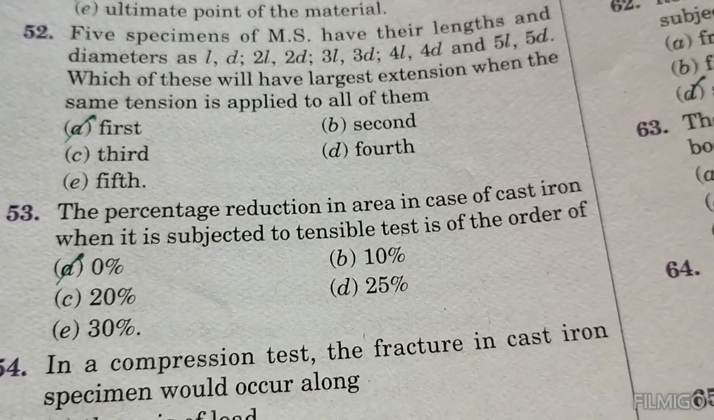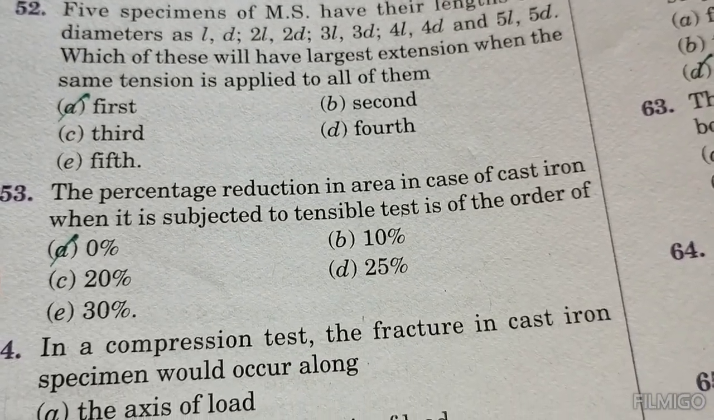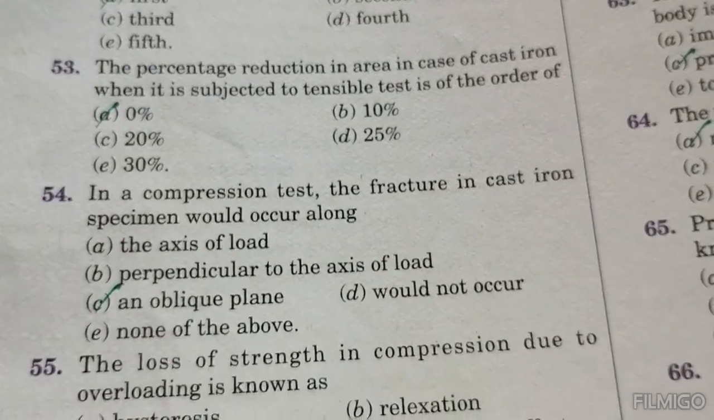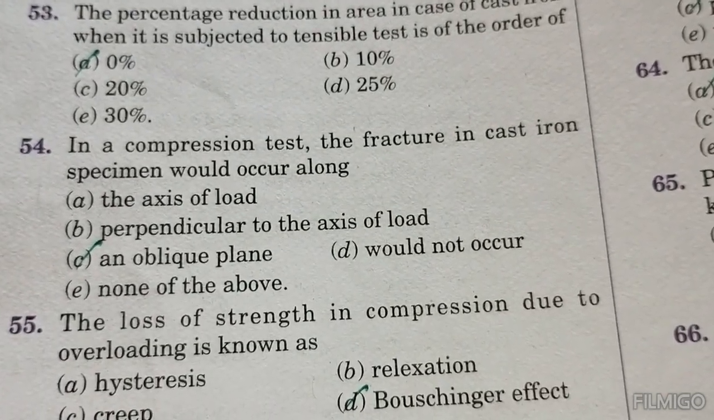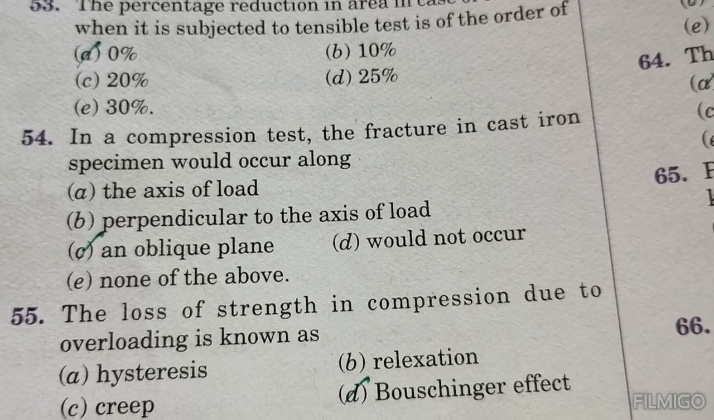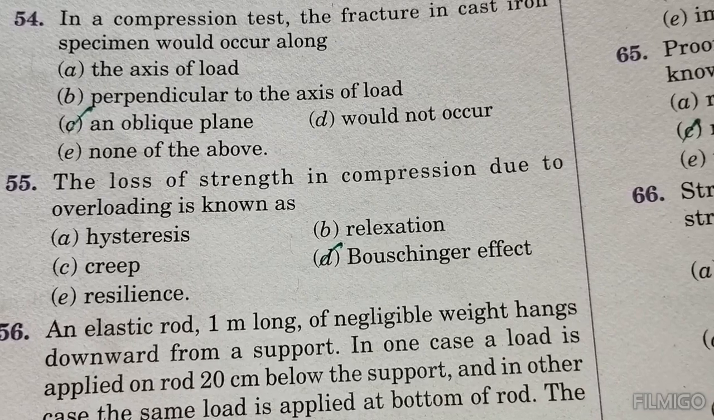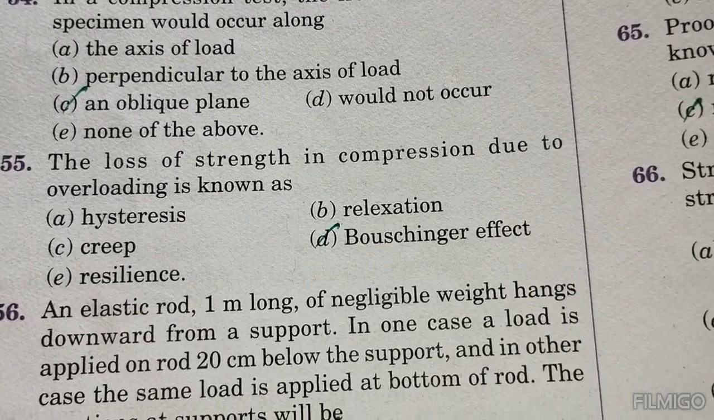The percentage reduction in area in the case of cast iron when subjected to a tensile test is of the order of 0%. In a compression test, the fracture in a cast iron specimen would occur along an oblique plane. The loss of strength in compression due to overloading is known as the Bauschinger effect.